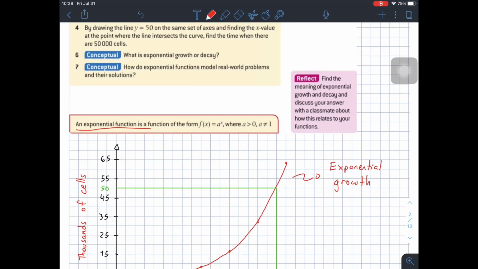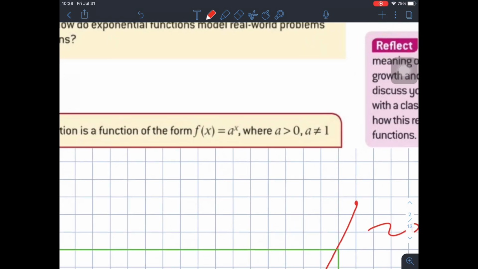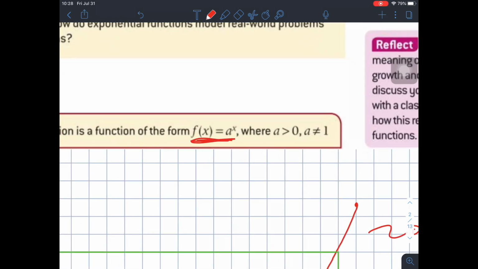Then we have the mathematical definition, right? An exponential function is a function in the form f of x equals a to the power of x, where a is a number greater than 0 and a is different from 1. Why does it say that a should be different from 1?